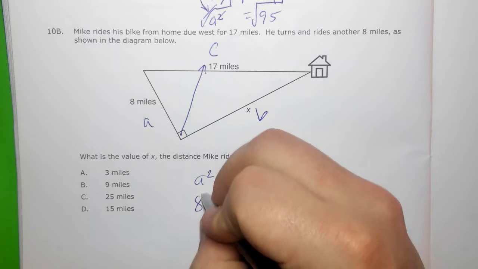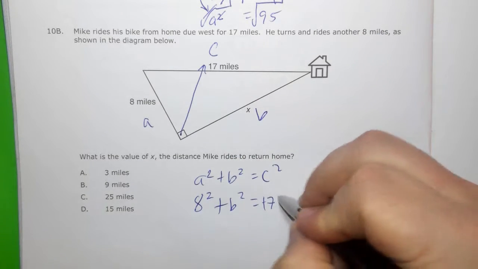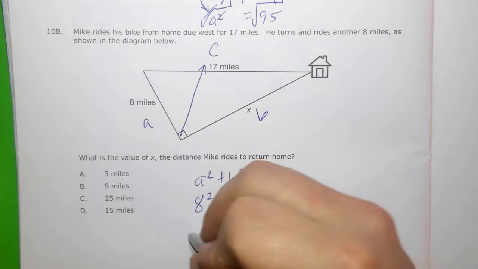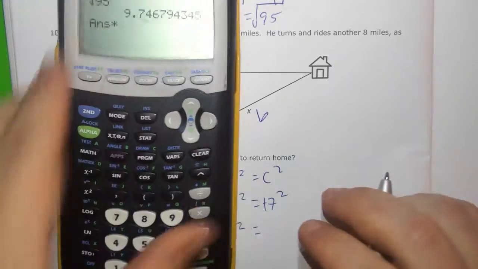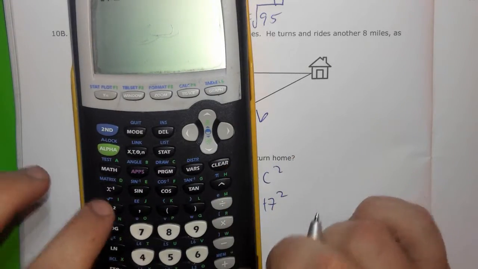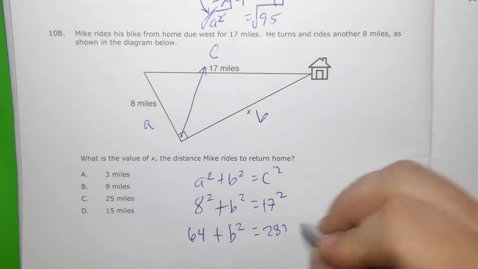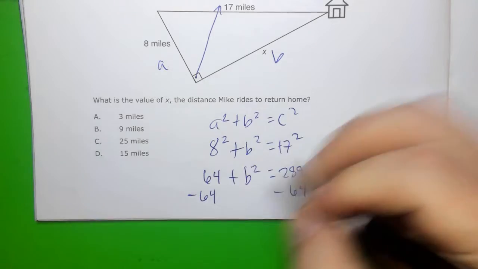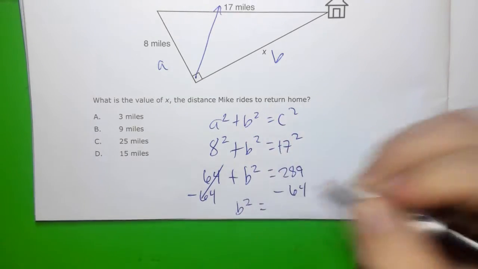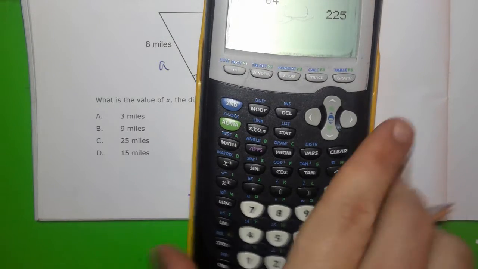A is going to be 8. I don't know what B is. C is 17. So I know 8 squared is 64. Then I have 17 squared, 289. Now I'm going to subtract 64 from both sides. 289 minus 64 is 225.